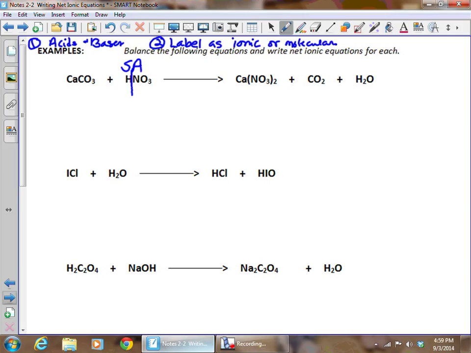So when I look at calcium carbonate, it starts with a metal. This is ionic. Calcium nitrate starts with a metal, ionic. Both carbon dioxide and water are molecular. If it's molecular, automatically carry it down. So I'm going to automatically carry down the CO2 and the H2O.